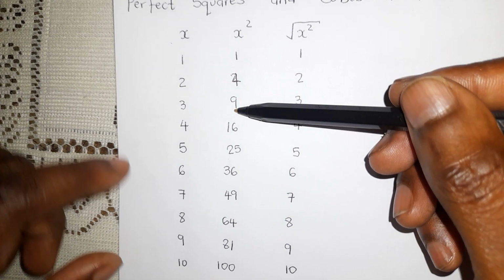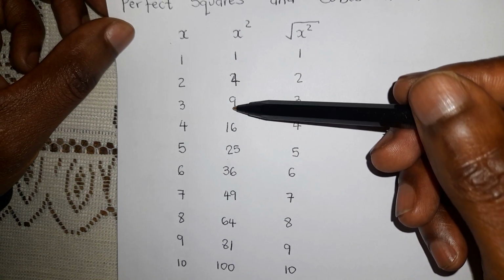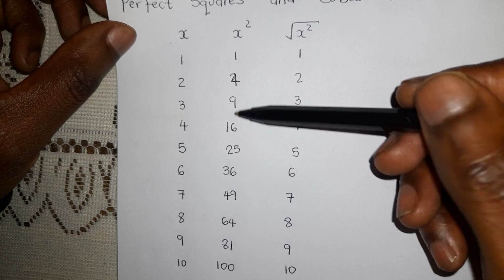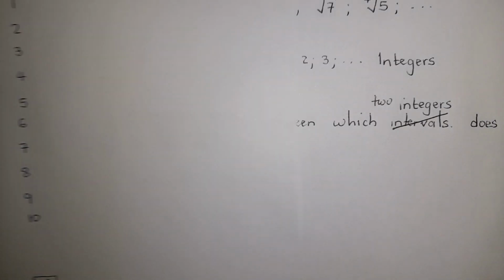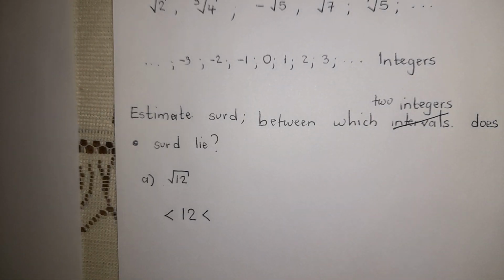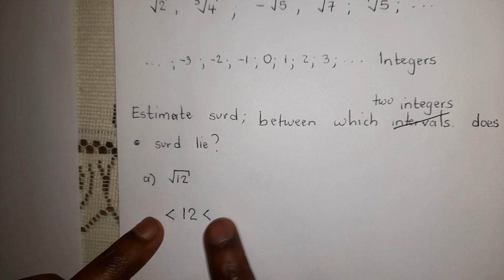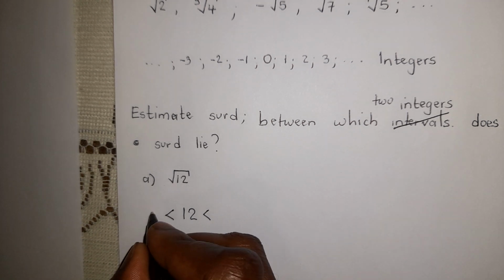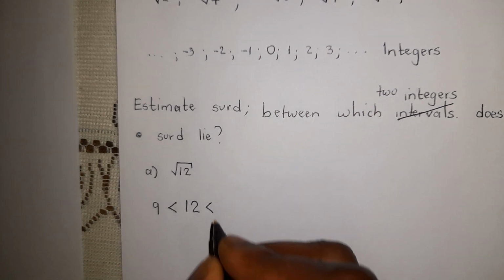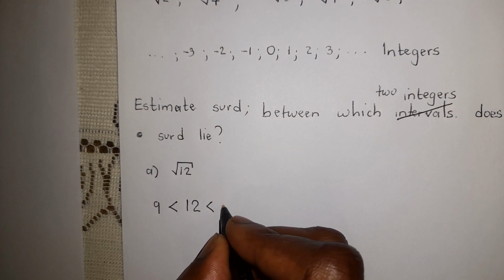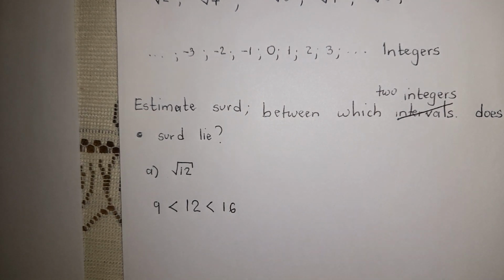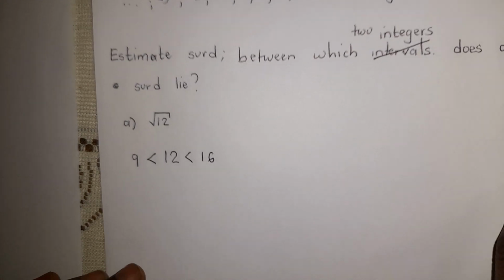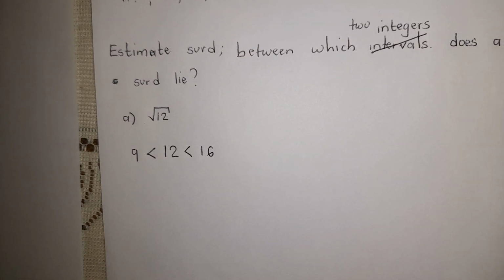So now I have identified between which two perfect squares my 12 will lie. And then I take those ones, having the smallest one on this side and the biggest one on the other side. I will have my 9 right here, and my 16 right here. Right, so now I have identified between which two perfect squares this lies.